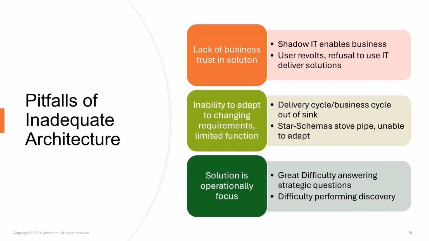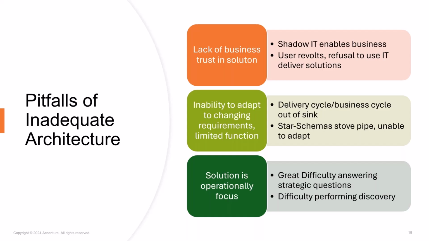And then finally, we'll end the presentation with the pitfalls of an inadequate architecture. And that inadequate architecture is not sourced from a lack of structure, but instead misalignment of solution features with business need. And you can see that manifested in 3 ways.